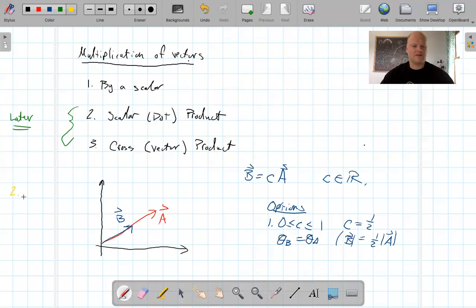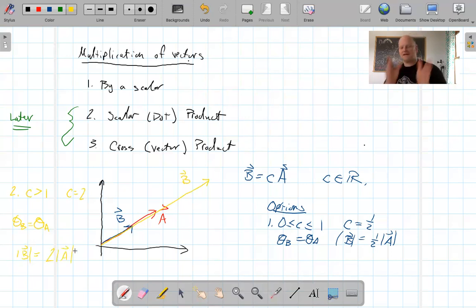Option number two, I'll write that over here, is that C is bigger than 1. So let's say that C, again, is a real number, but it's bigger than 1. What happens in that case? For example, let's say C is equal to 2. Then the vector is going to have exactly the same orientation, except now it's going to be twice the length. So theta B is going to be exactly equal to theta A, but the magnitude of vector B will be exactly twice the size of vector A.